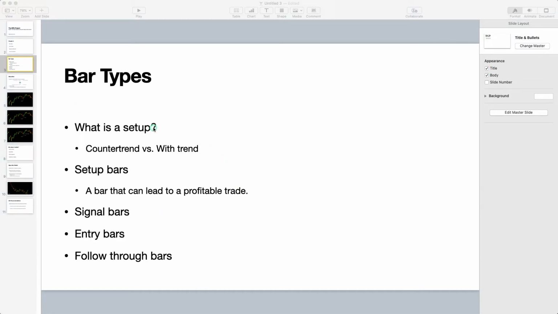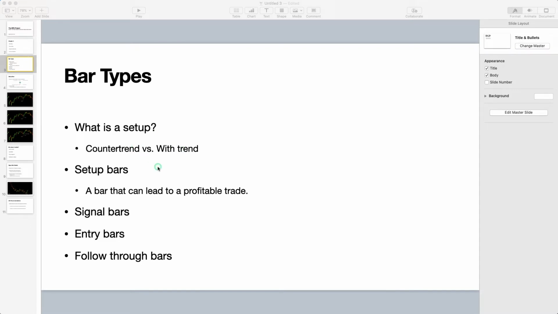Al starts the chapter off by talking about what a setup is in general, and a setup is a chart pattern that's made up of a single bar or many bars that can lead to a profitable trade. So all the patterns that we see, we're using those bars to determine what can potentially happen next. And so a setup is something that can lead to a profitable trade. And when that setup is in the direction of the current trend or the recent trend, it's a with trend setup. And when it's against the recent trend, it's a counter trend setup.